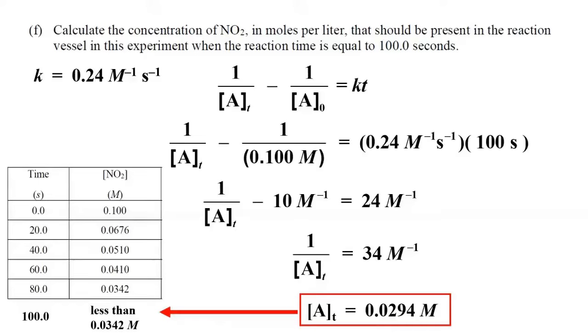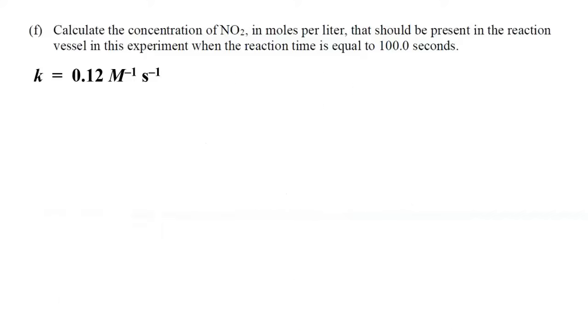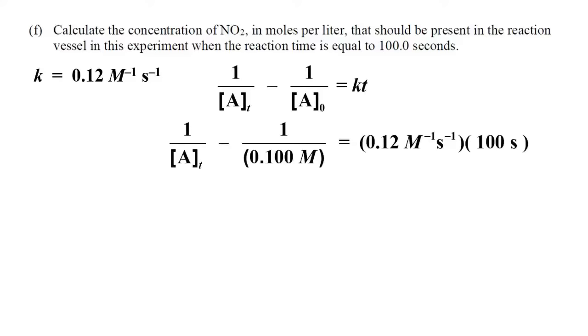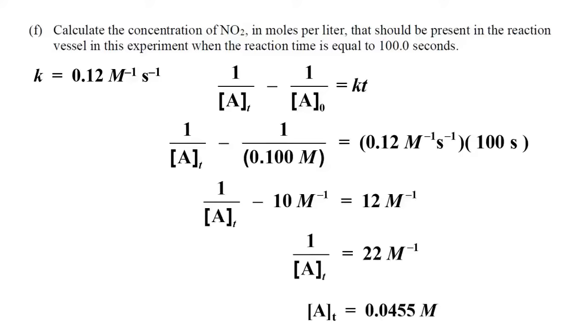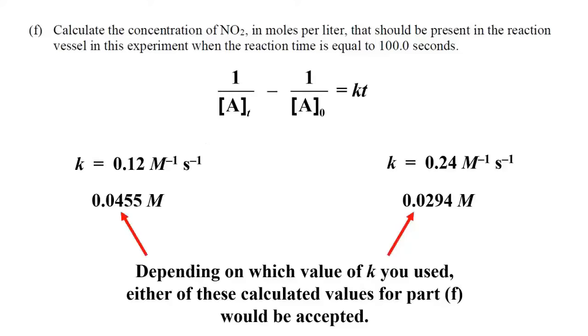But if you had used a value for the rate constant K of 0.12, you would have gotten a different answer. Let me show you. So had you used 0.12 for your rate constant, and you're solving for the concentration at time t, at 100 seconds in this case, then you would have gotten a value of 0.0455 moles per liter. So just like I showed you in part E, in part F, there were actually two different possible answers to part F. Either of these would have been acceptable depending on which value of K you used.